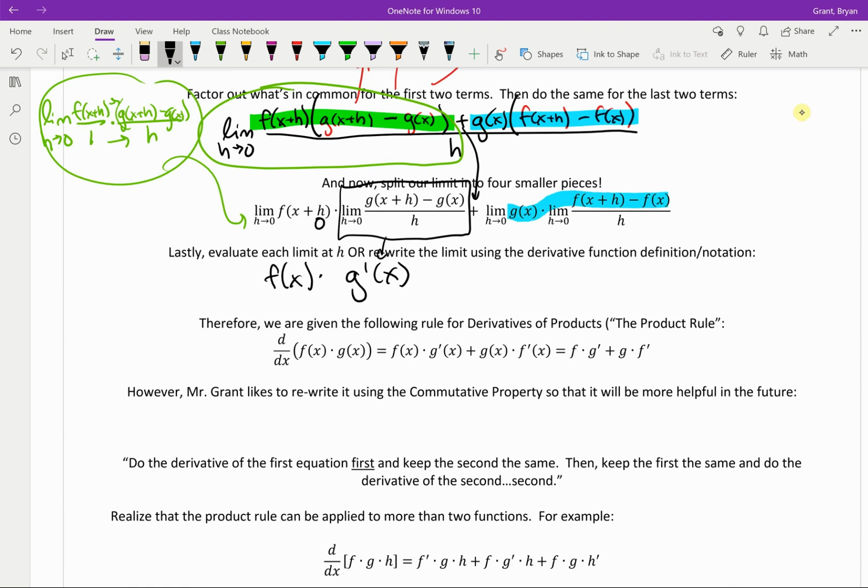We just need to know it's our definition that finds the derivative. Plus, there's nothing even to plug h into here. There's no 0 or nothing to plug 0 into. It's just g of x.